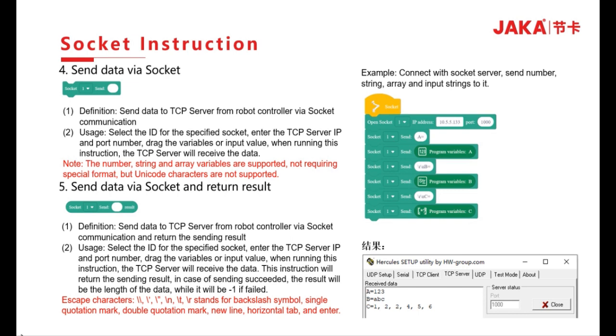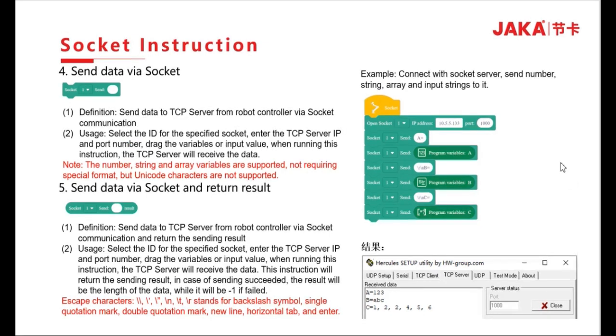In case of sending succeeded, the result will be the length of the data, while it will be -1 if it failed. In the example on the right, we open the socket communication and then ask the robot to send us A with the result of the variable A, B and the result of variable B, and C and the result of variable C. On the network assistant, we can see the result with the content of every variable.